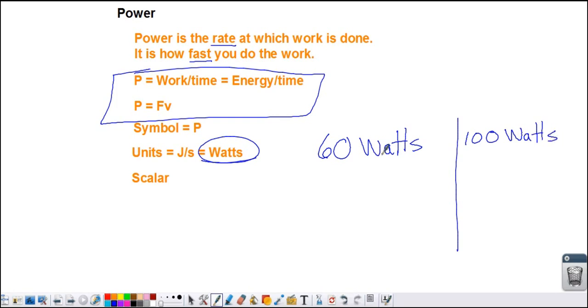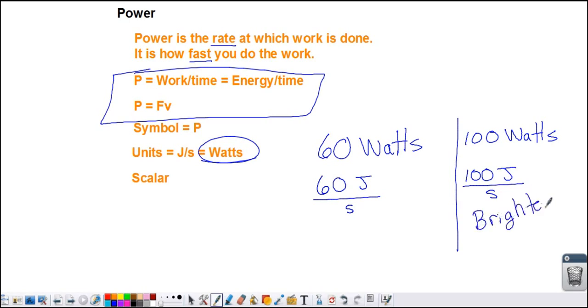Say you've got a 60 watt light bulb and a 100 watt light bulb. Okay, what that means is in a 60 watt light bulb, there are 60 joules of energy being spent every second. So that means every second your light bulb's on, 60 joules of energy have been used. If you've got a 100 watt light bulb, it means that you are using 100 joules of energy every second. So a couple of things. One, this one's going to burn brighter. Okay? It's burning more energy per second, so therefore it's going to burn brighter.